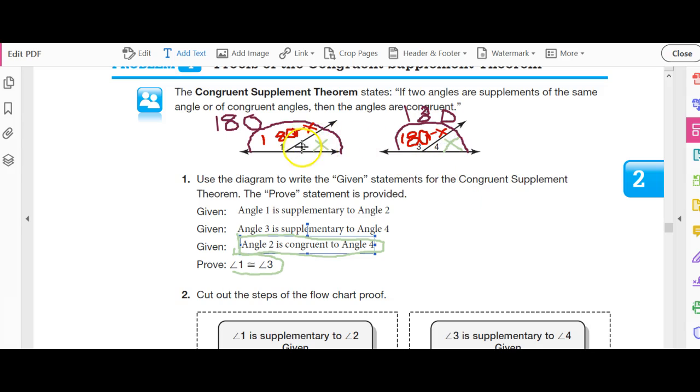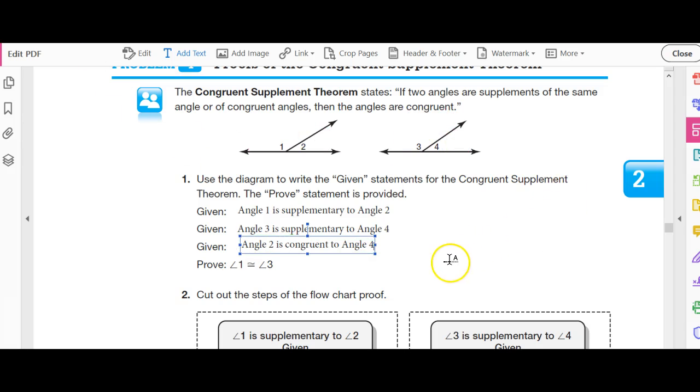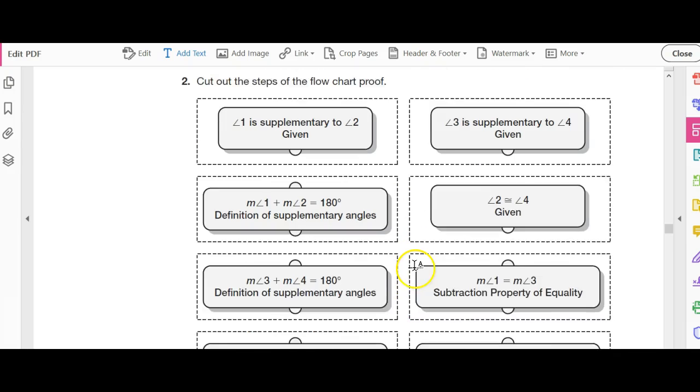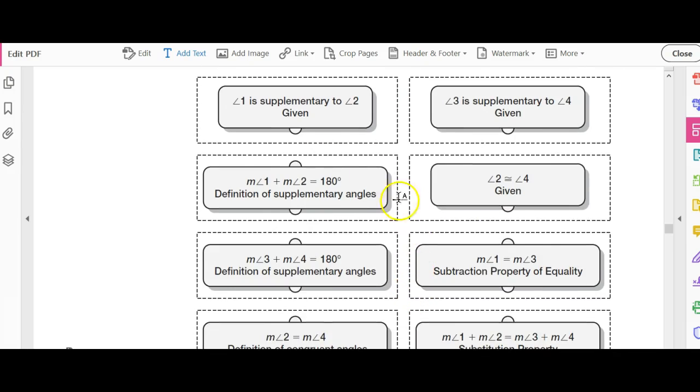So what do you notice? Well, they're both equal to 180 minus x, right? So they have to be congruent to each other. They have the same measure. So basically, we've gone over the logic of it here. Now we're going to pause the video again, and you're going to cut out the steps for this and try to work your way through it.